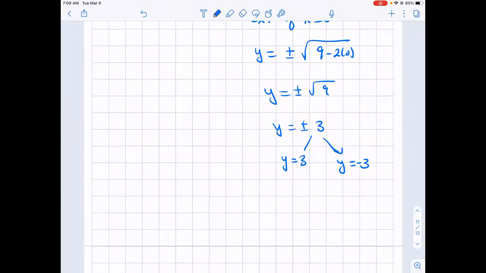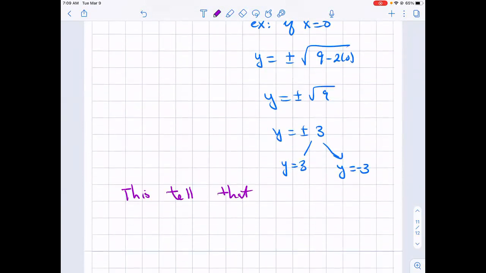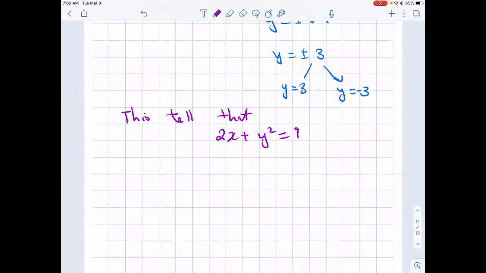So what does this tell us? This tells us that 2x plus y squared equals 9 is not a function of x. So this is not a function of x.